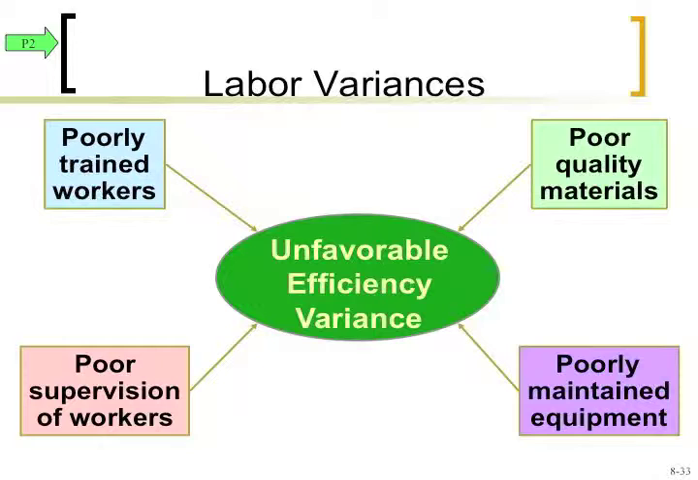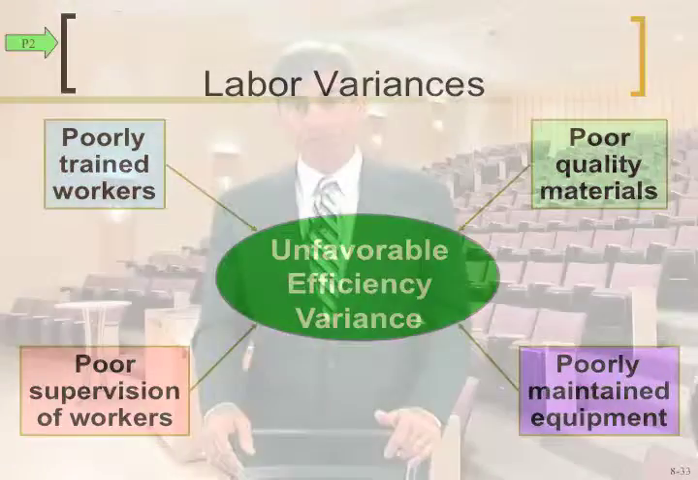So then if we look at slide 33, we now then start looking at why did we get negative or unfavorable variances. Well, there could be four major reasons. We could have poorly trained workers, poor supervision, poor quality materials, poorly maintained equipment.